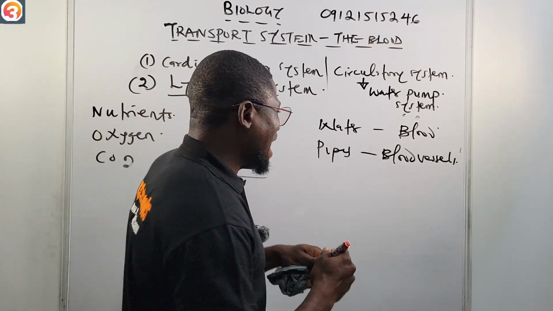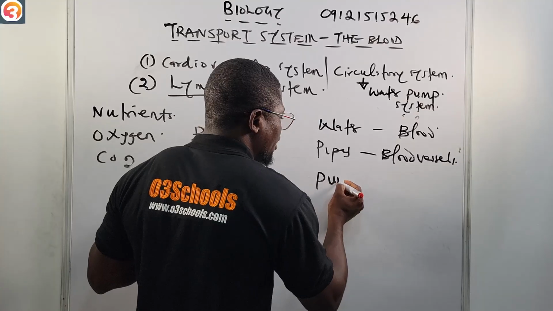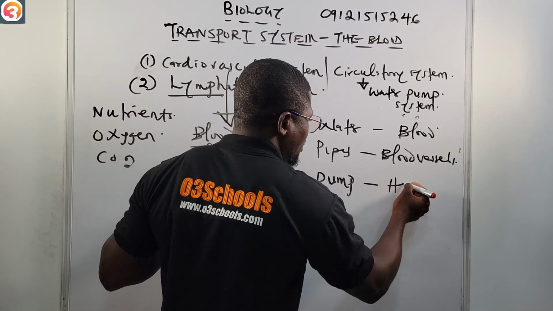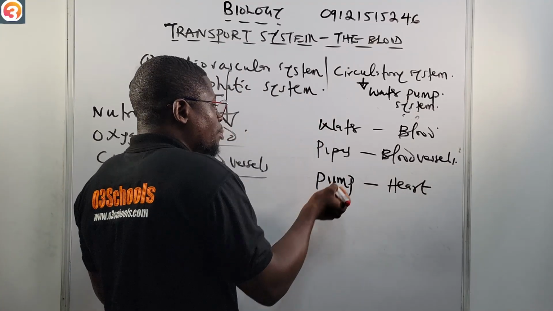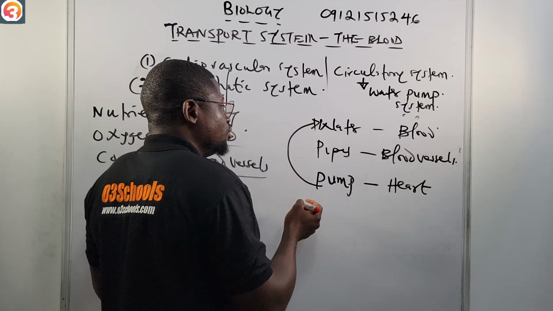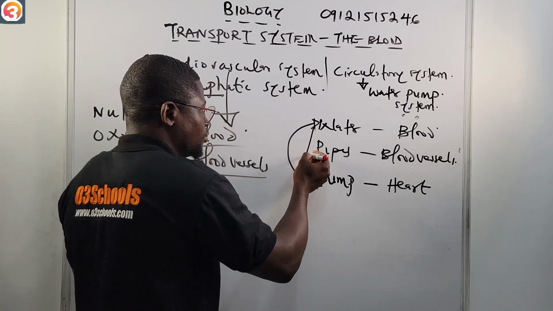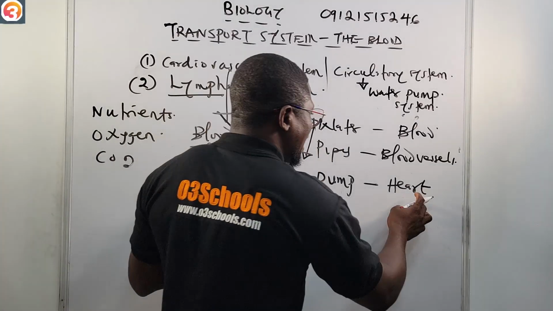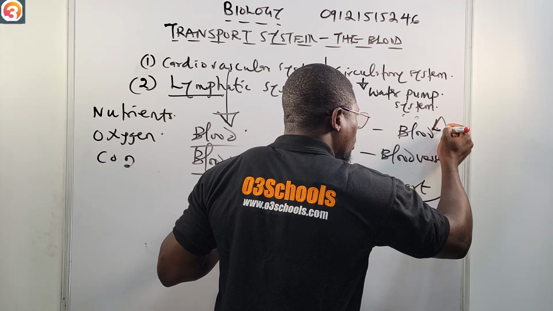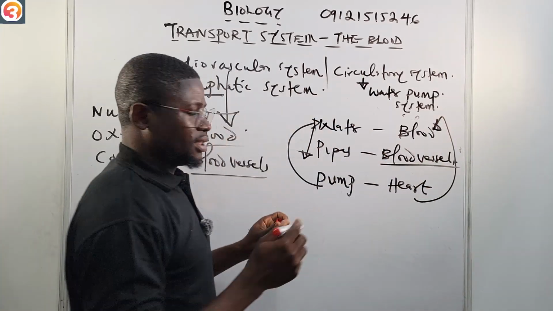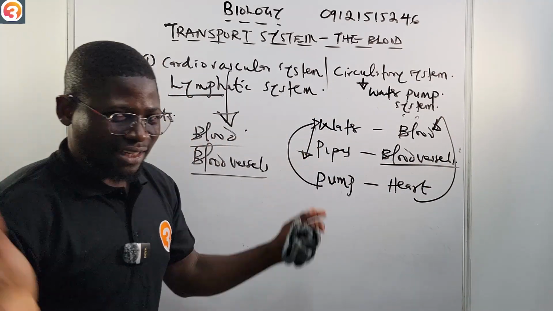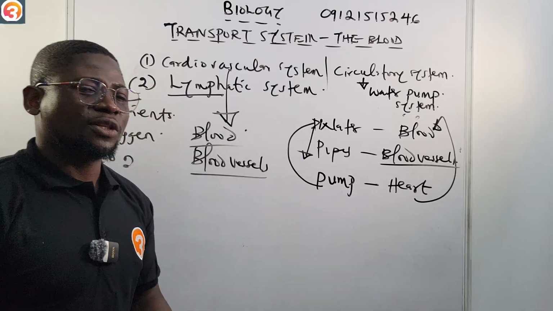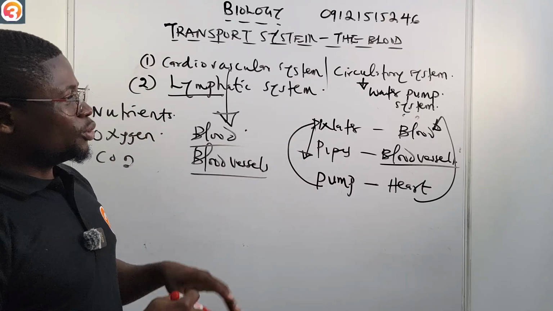Then we have the heart, or the pump in the water pump system. What does a pump do? It pumps water through the pipes. What does the heart do? It pumps blood through these blood vessels, which carry this blood, these materials, to the various parts of the body.